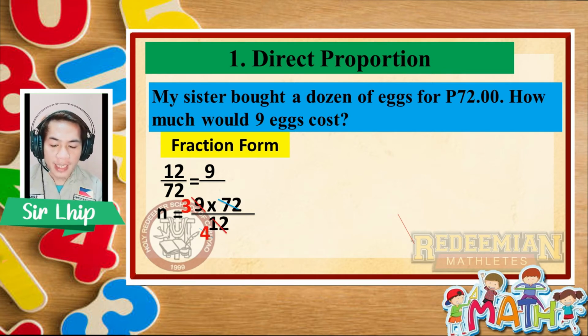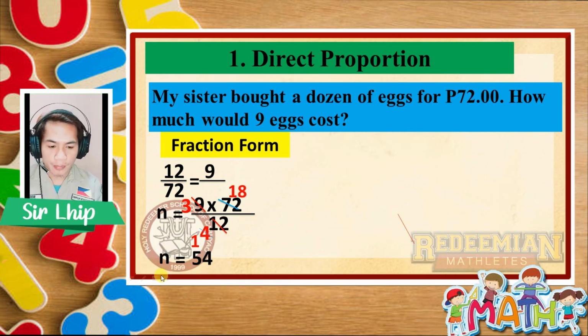Then cancel 72 and 4 by dividing both by 4. 72 divided by 4 equals 18. 4 divided by 4 equals 1. So 3 times 18 equals 54 over 1, or 54. So n is 54. So 9 eggs cost 54 pesos.